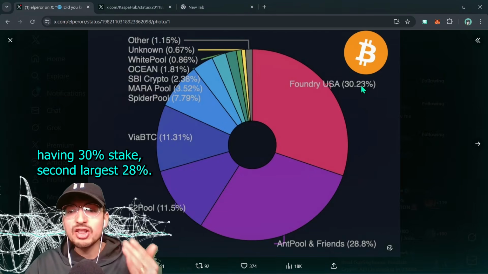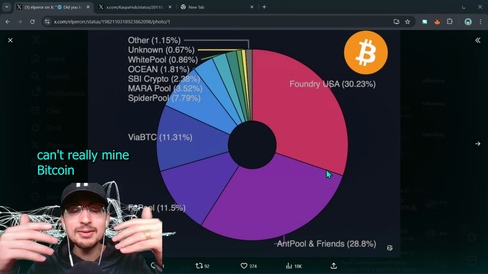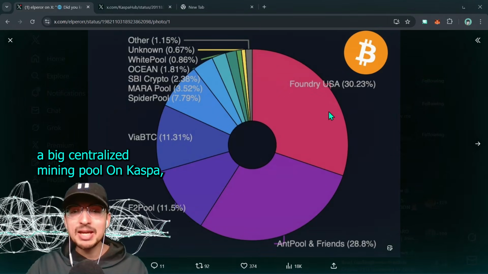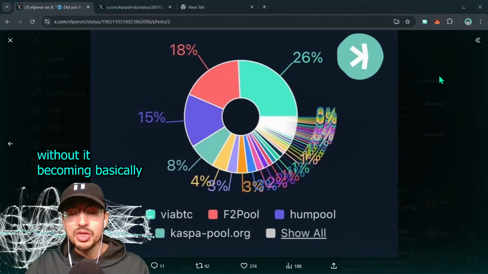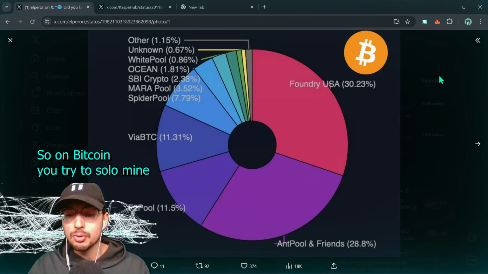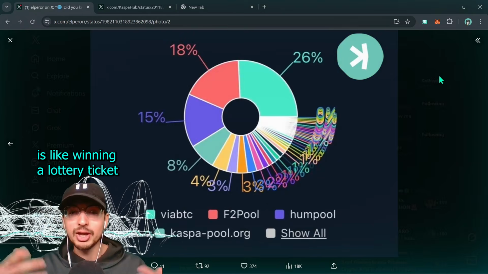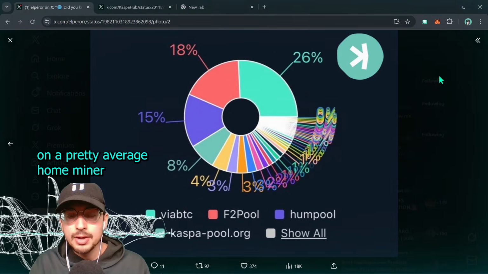The largest one has 30% stake, the second largest 28%. It's because you can't really mine Bitcoin without using a big centralized mining pool. On Kaspa, however, you can solo mine without it becoming basically a lottery ticket. On Bitcoin, if you try to solo mine, the chance of mining a block is literally like winning a lottery ticket. Whereas on Kaspa, you mine a block a few times a day on a pretty average home miner.